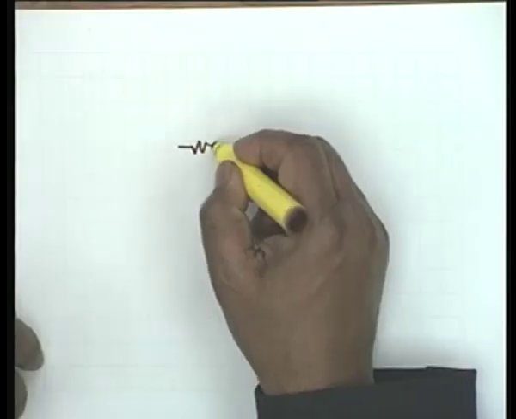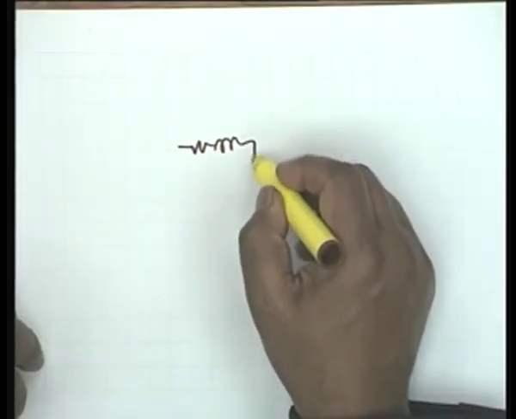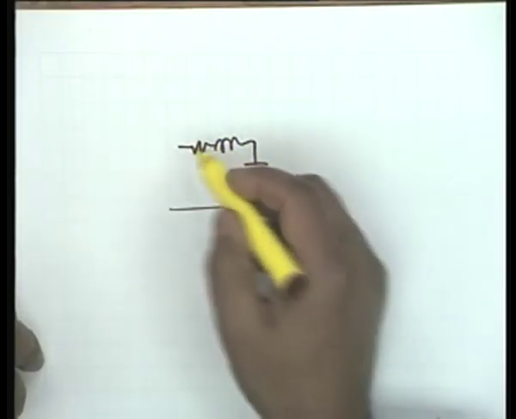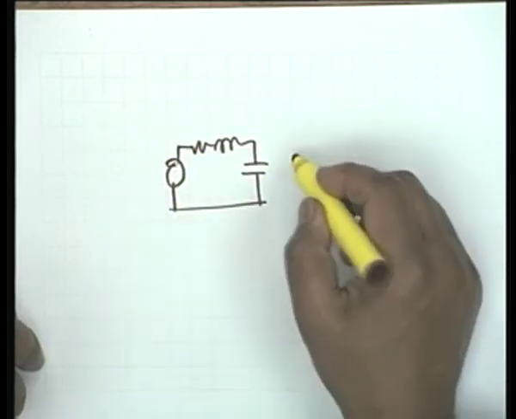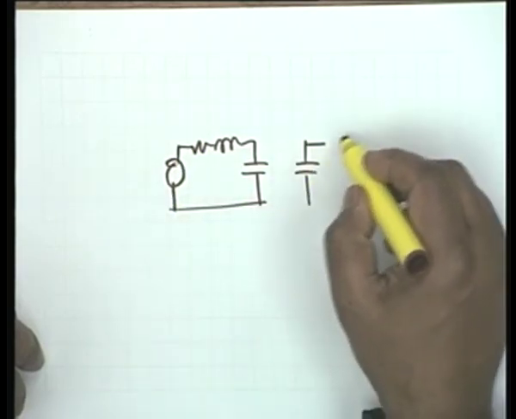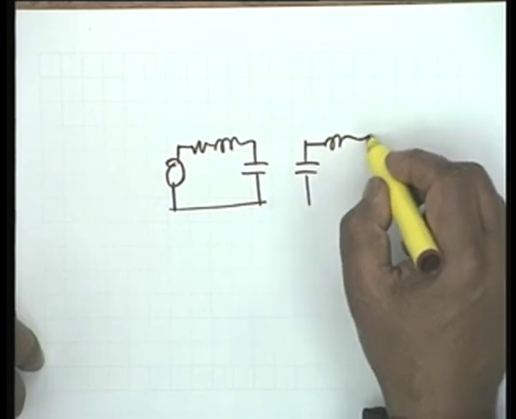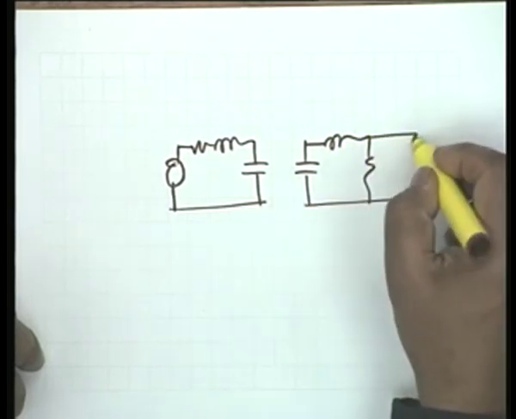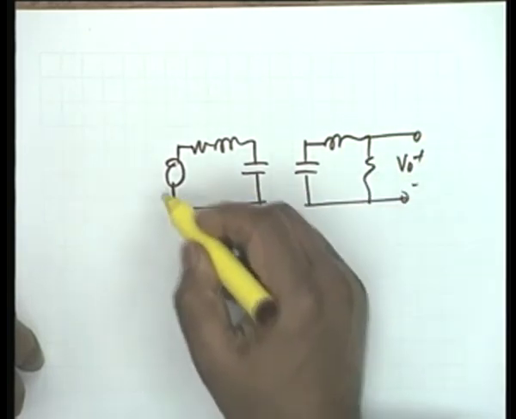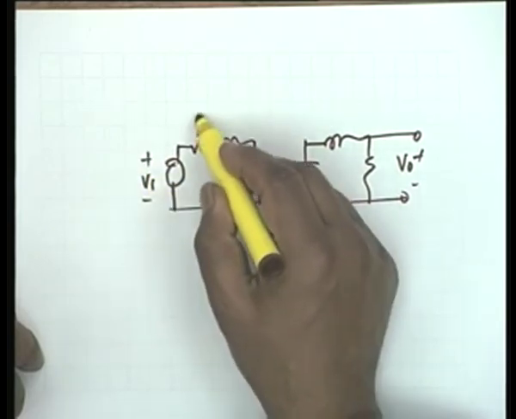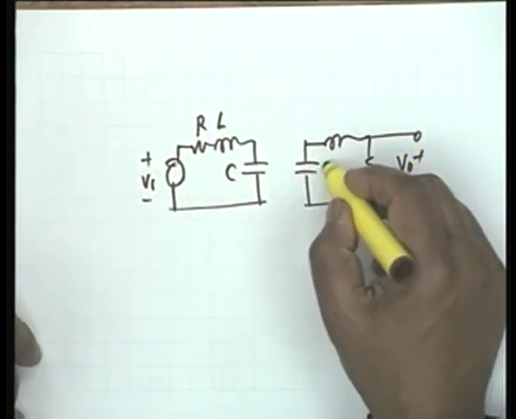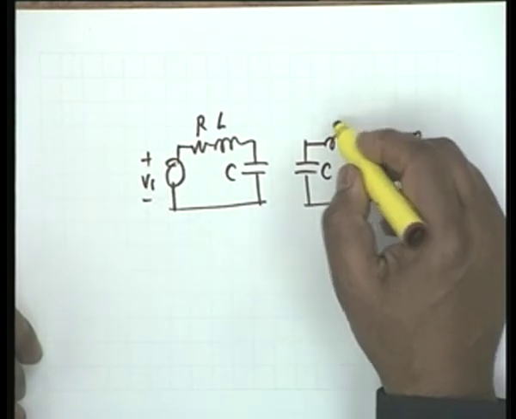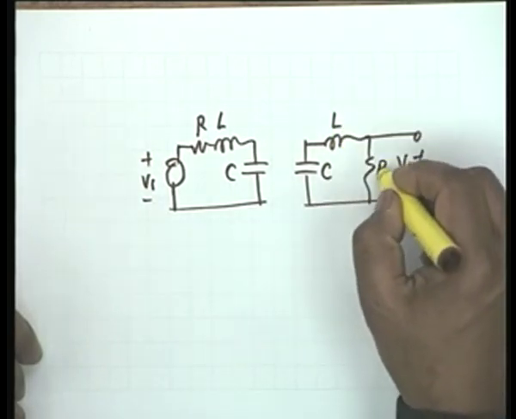I have a resistance, inductance and a capacitance, VI. I have another tuned circuit like this, and I take the output across this. And for simplicity, let us say they are identical tuned circuits. Okay.